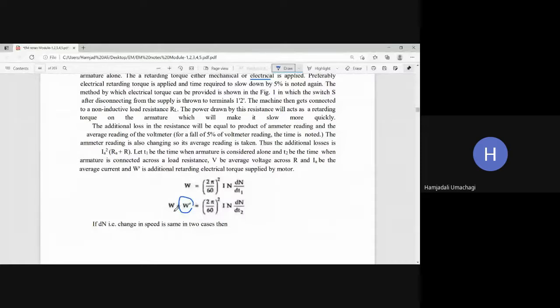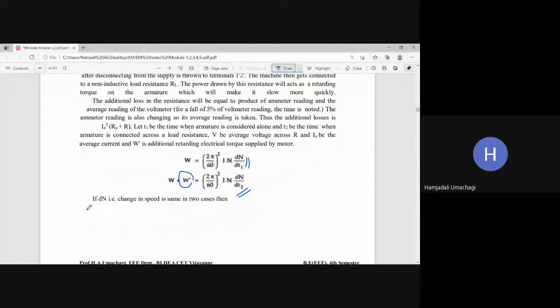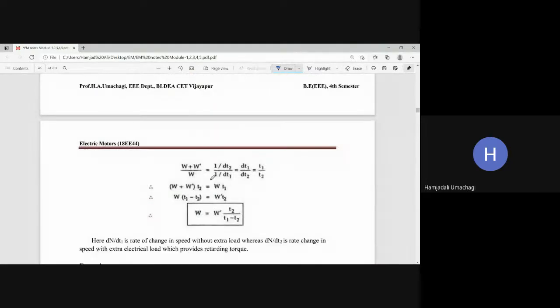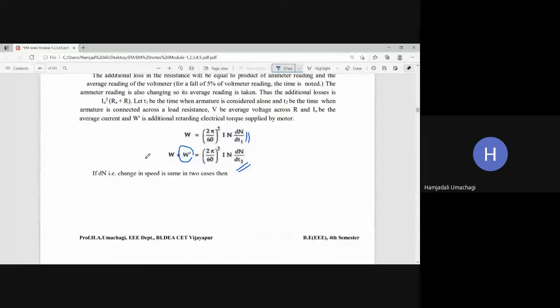Now in this case, the rotational loss becomes what? W plus W' is equal to (2π/60) whole squared into I N into dN/dt2. This is the second time, after throwing the switch to 1' and 2', where all the kinetic energy of the motor is absorbed by the electrical element. The first is by considering the armature alone. After solving this, if dN, that is the change in speed, is the same for both cases, and you make this assumption and simplify further, this is for adding the electrical torque, and this is for considering the armature alone.